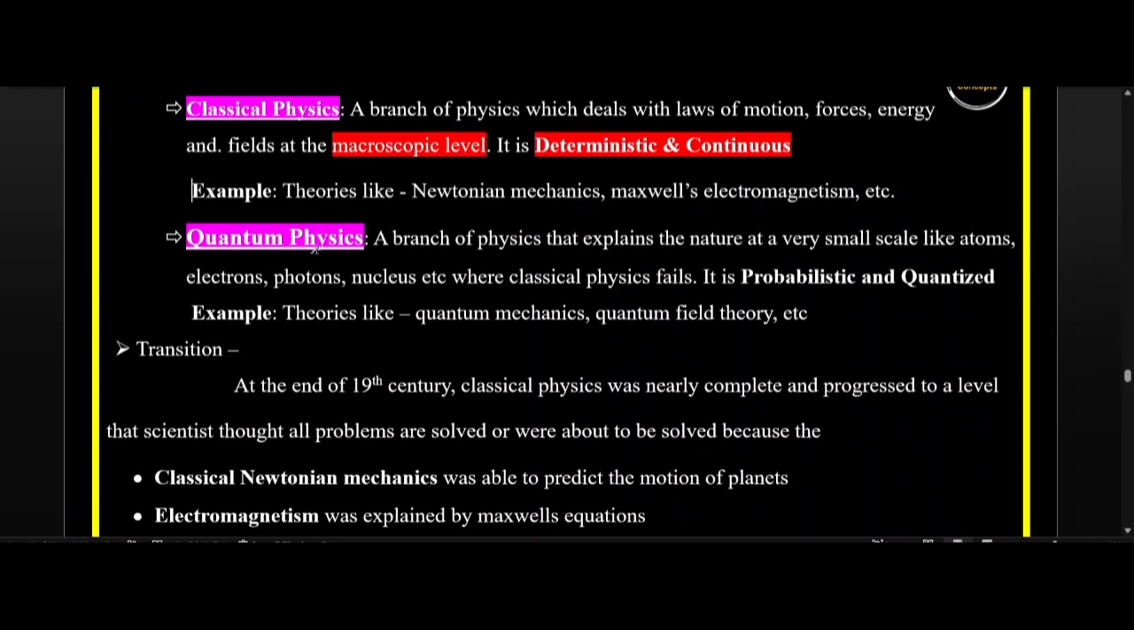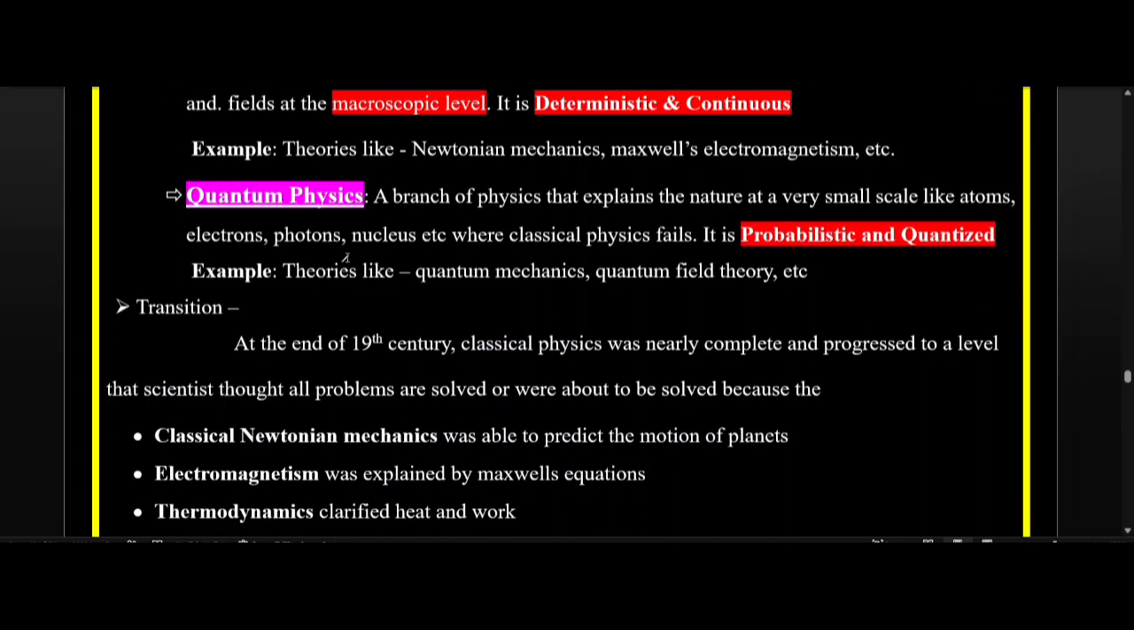But meanwhile, what is meant by quantum physics? As this entire subject revolves around the quantum. Quantum physics or quantum mechanics is a branch of physics that explains nature at a very small scale, like atoms, photons, nucleus, protons, etc. Quantum physics works in the area where classical physics fails. We know that classical physics works at the macroscopic level, but quantum physics works at the microscopic level. It is probabilistic and quantized in nature. We have example theories like quantum mechanics, quantum field theory, etc.